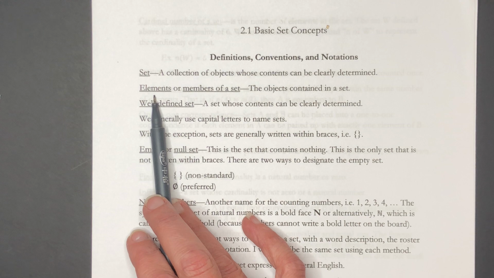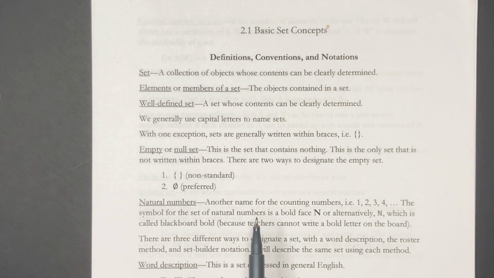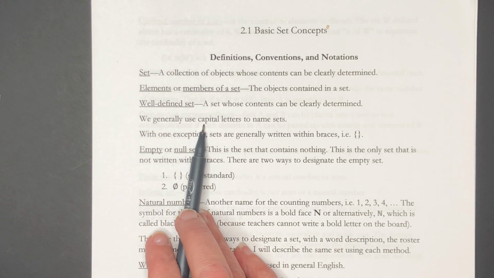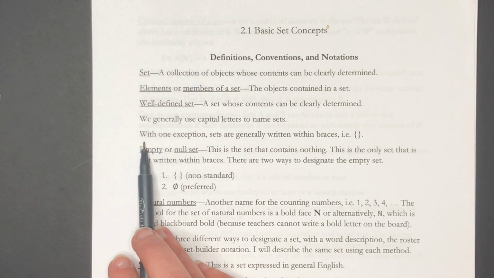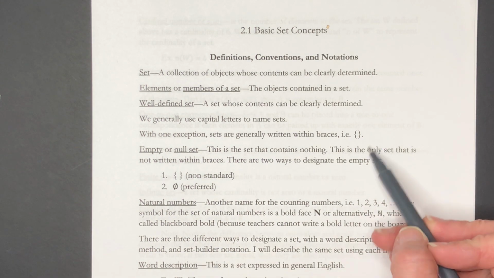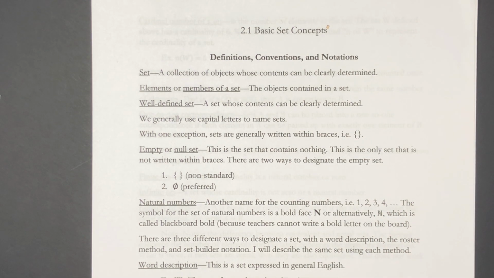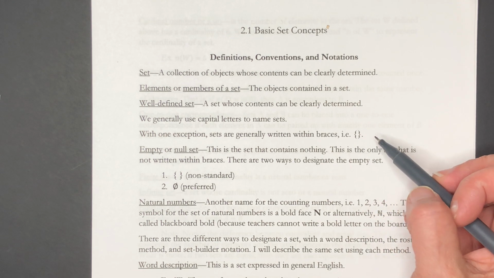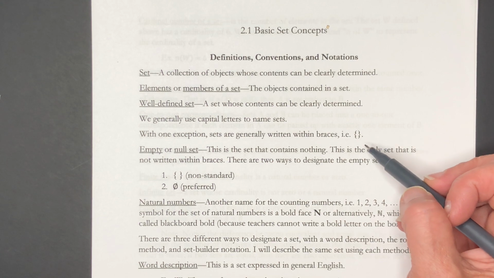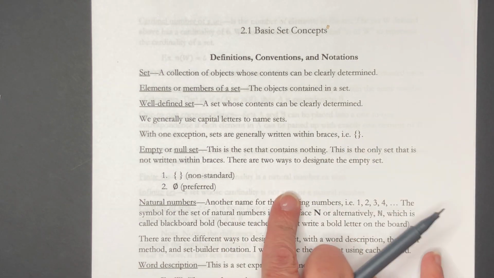So an element or a member of a set are the things that are contained inside the set, okay? We generally use capital letters to name sets. And with one exception, sets are written within braces, which are these little squiggly bracket things. If you need to look for these when you're doing your homework, you can find them on your keyboard. And also, I believe they show up in your toolbar, so you can just click on that and get those done.